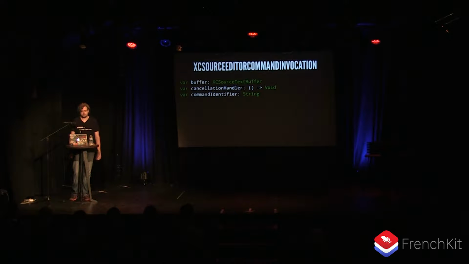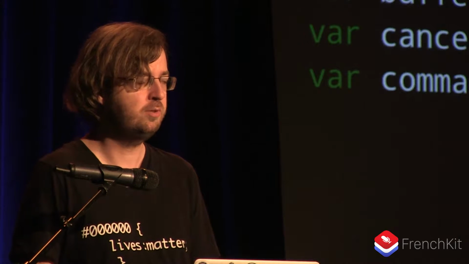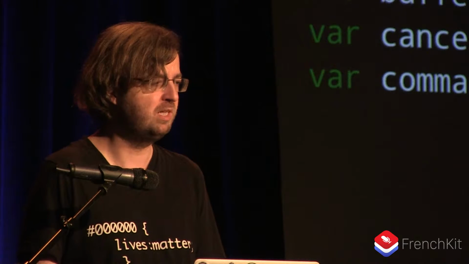The invocation is the main thing that you get from Xcode, and we just saw it's passed into the perform command. It has this mouthful of a name, XCSourceEditorCommandInvocation. And it has three properties. One is a buffer. We're going to see what that contains later. There's a cancellation handler. If your extension takes longer than a few milliseconds, I think, a little banner comes up in the Xcode editor, and there will be a cancel button where the user can cancel your extension. For example, if it hangs or whatever happens, the user doesn't want to wait anymore.